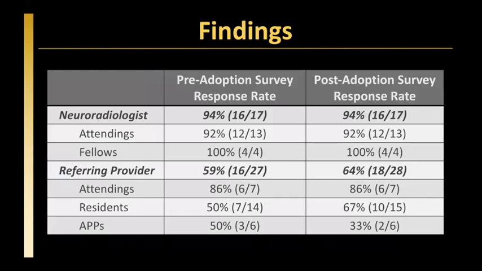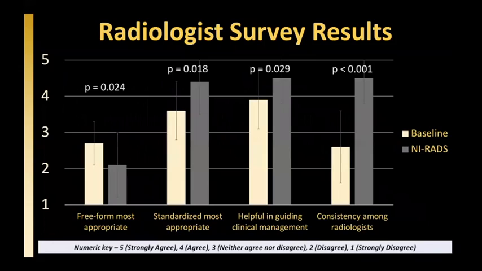These are the survey response rates for the neuroradiologists and referring providers. As you can see, there were greater than 90% response rates from the neuroradiology attending and fellows. The overall response rates from the referring providers were lower, but we were glad to receive input from over 80% of the attendings. In the interest of time, I won't take you through all of the survey questions and responses, but I would like to highlight some of the survey results, beginning with the neuroradiologists.